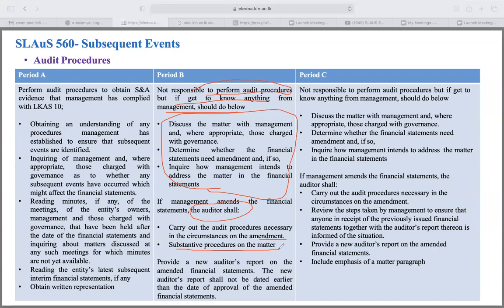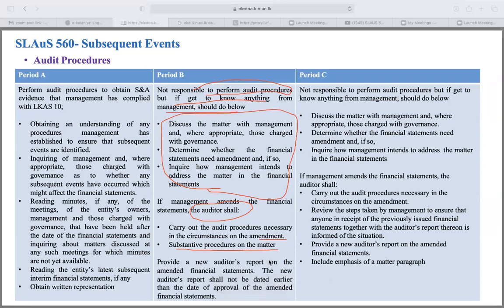Actually, it is not our responsibility to perform audit procedures between this period. But if there is an amendment done by the management, you need to do the audit procedures to check whether that amendment is okay or not, right? And you need to provide the new auditor's report on the amended financial statement. The new auditor's report shall not be dated earlier than the date of approval of the amended financial statement.